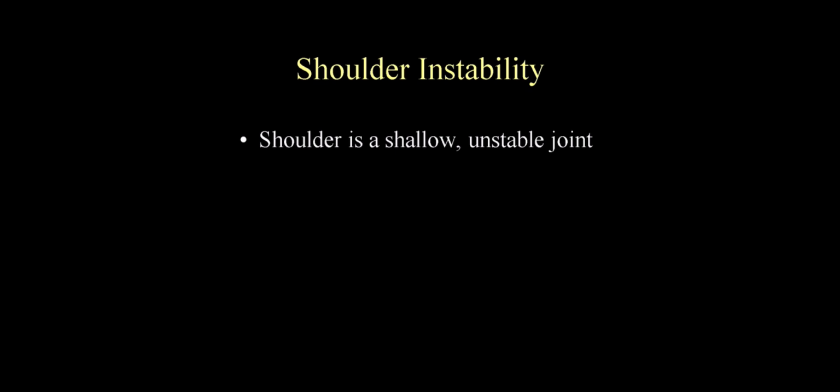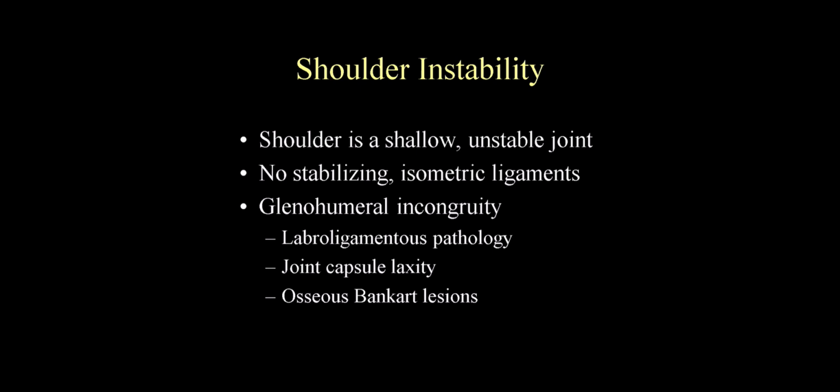Labral tears really are an interesting subject, and we put a lot of value onto the MRI. The reason is that the shoulder is a very shallow and unstable joint. Because of that, we look at the structures to see which are the stabilizing structures and which ones are mobile, and there are no stabilizing isometric ligaments all the way around the joint. It's not a uniform structure. Because of that, there is glenohumeral incongruity, and that's why we get the instability over time.